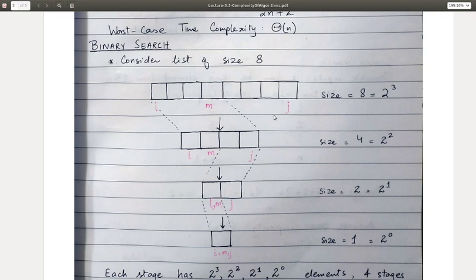For a size of 2 to the 3, it becomes a list of size 2 to the 2. Then it becomes a list of size 2 to the 1, and then finally it becomes a list of size 1, which is 2 to the power 0. Does that make sense?